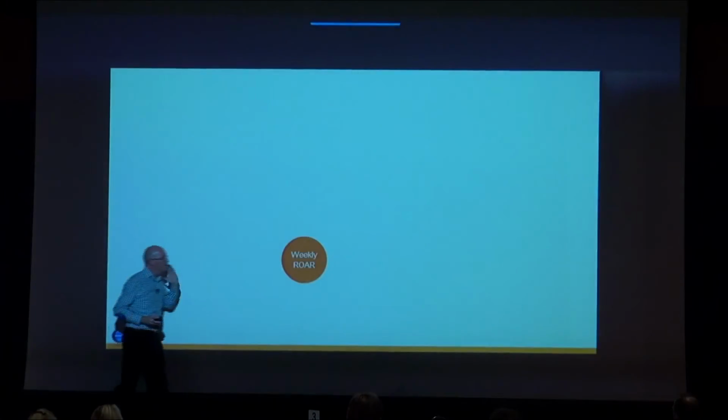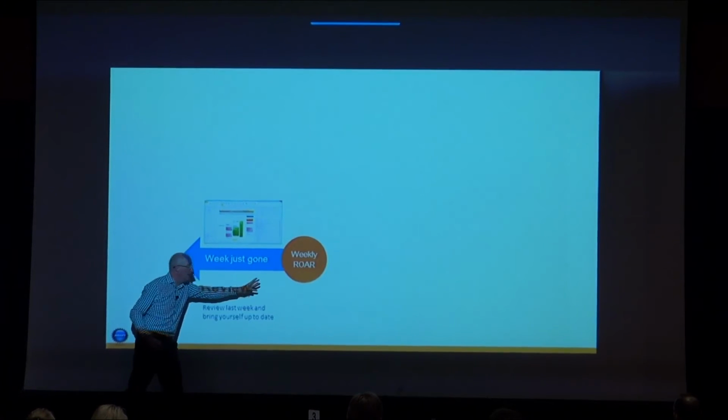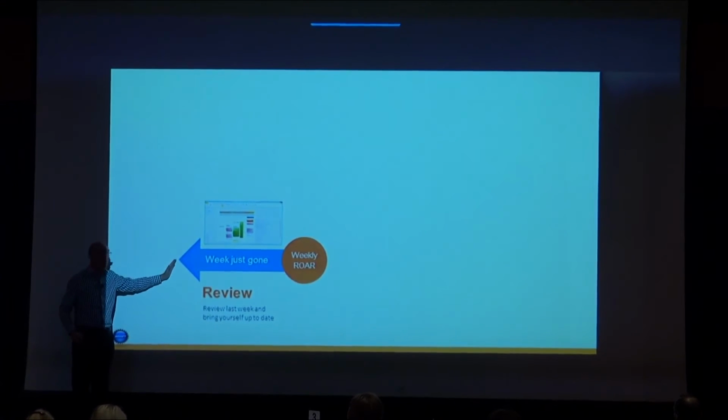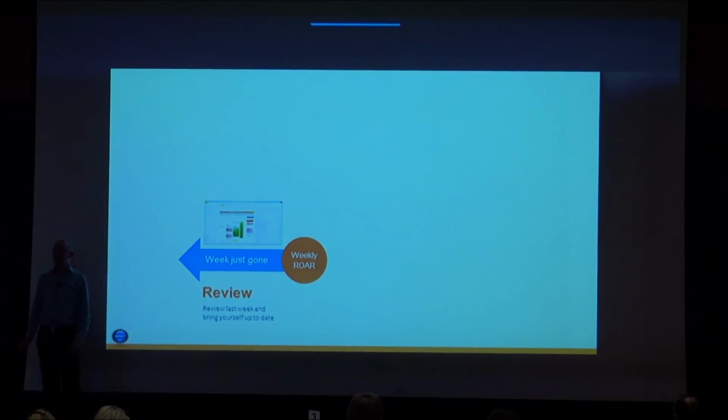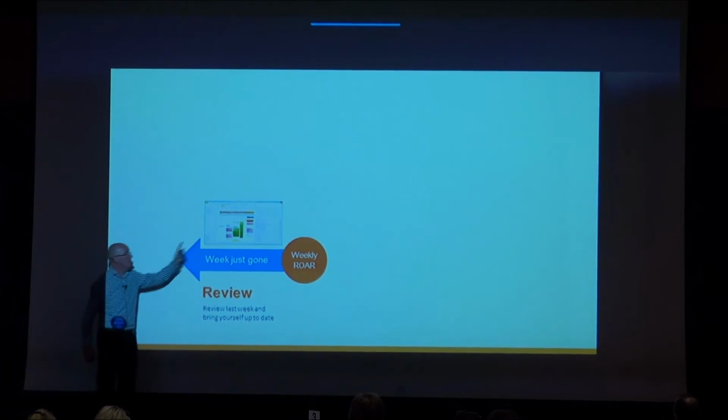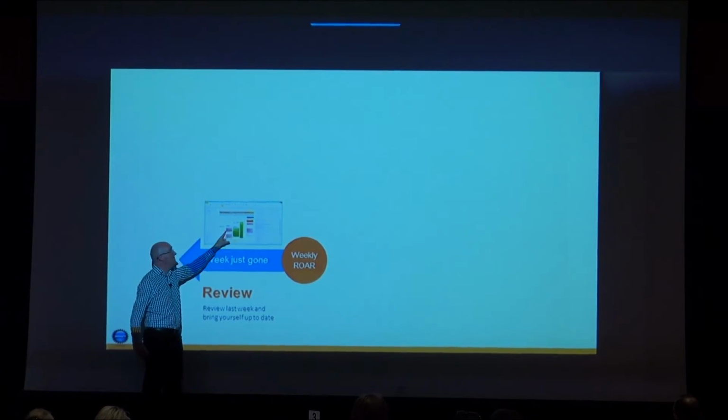When I do my weekly ROAR, what I will first of all do is look back at the week that has just gone, review it, and bring myself completely up to date. There are 3 key things that I do here. Number 1, I make sure that all of my meeting actions from my meetings this week have made it into my system or been delegated to the appropriate people.